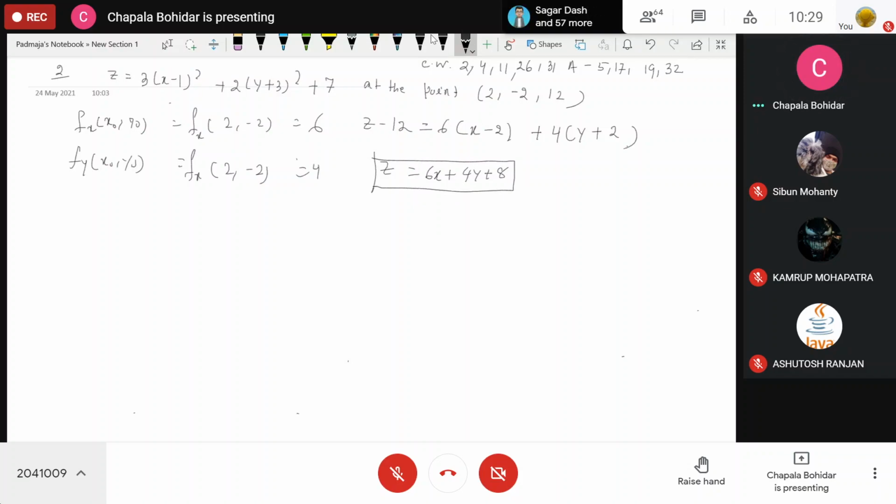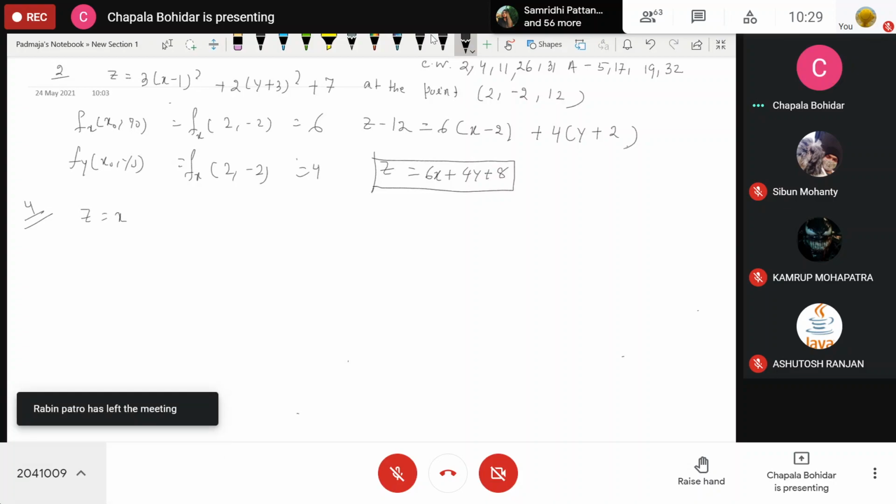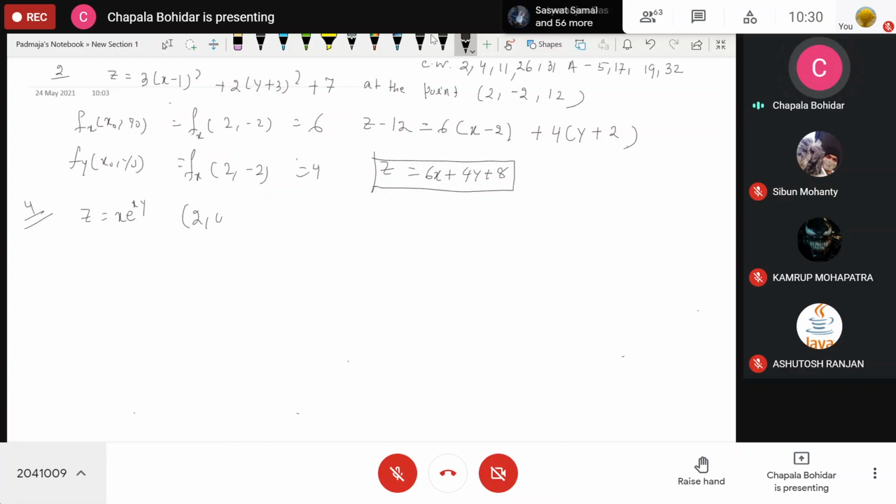Okay. Then question number 4. Same thing, find the equation of the tangent plane. That is z is equal to x e to the power xy. Already done this type of problem, at the point 2, 0, 2, sorry, not minus 2, it is 2, 0, 2. Do it. Tell me.